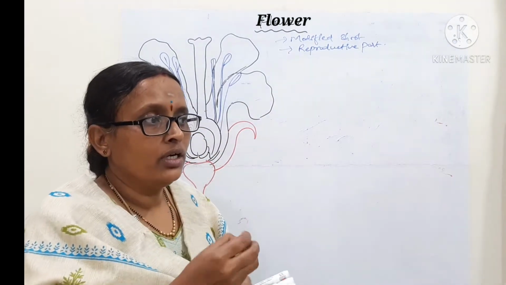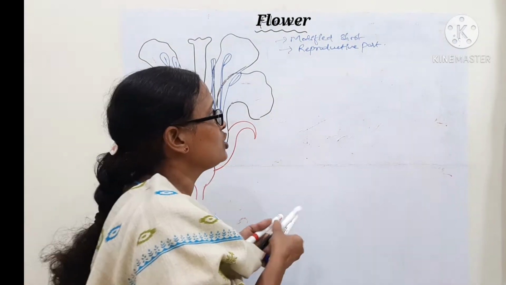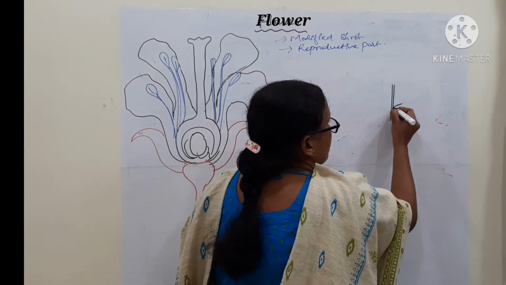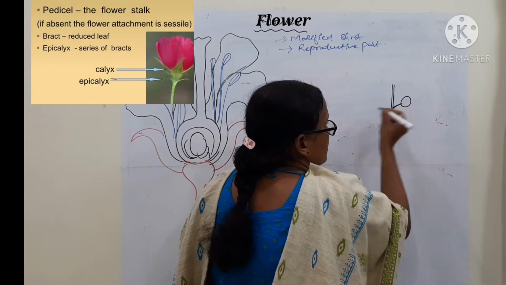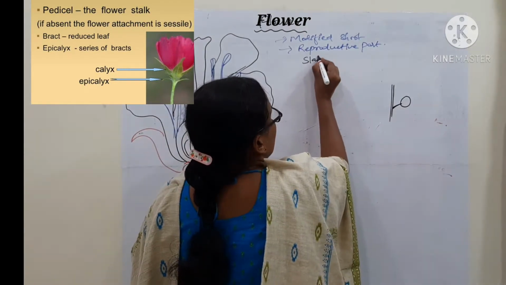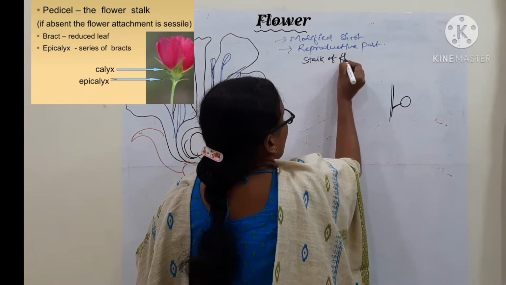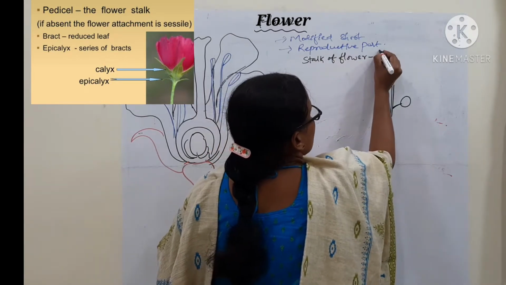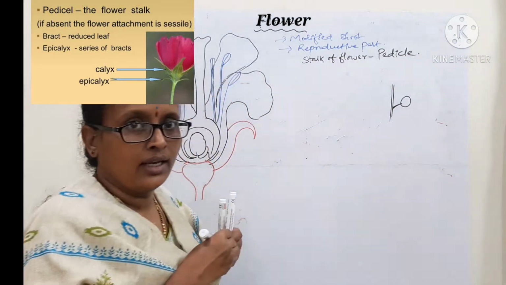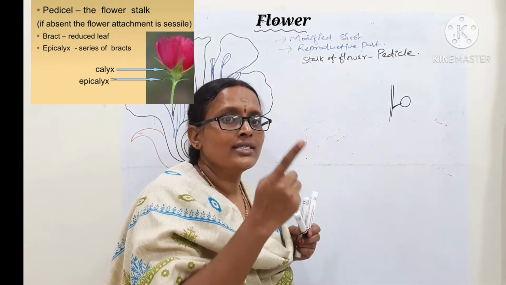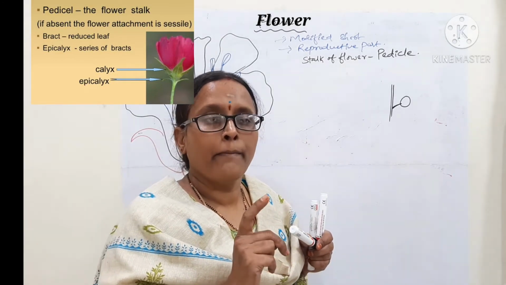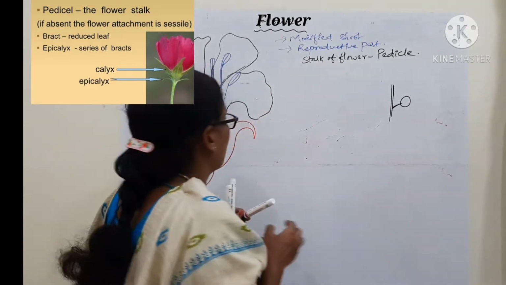If you observe the flower, the flowers are attached to the stem. If it is a flower, it is attached with a stalk. That stalk of the flower is called the pedicel. With the help of the pedicel, it is attached in the inflorescence axis, that is, on the peduncle.